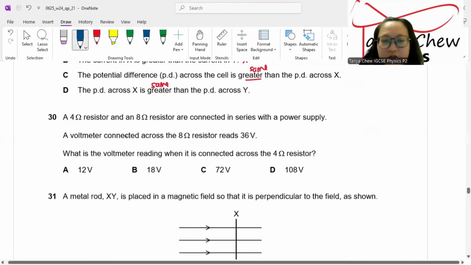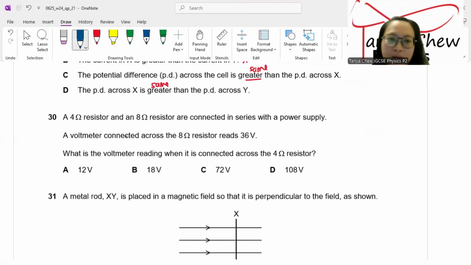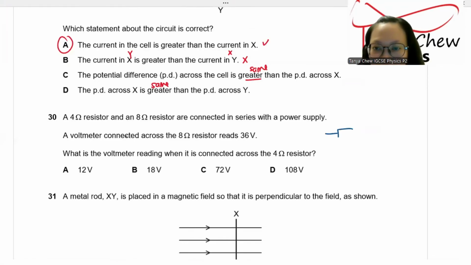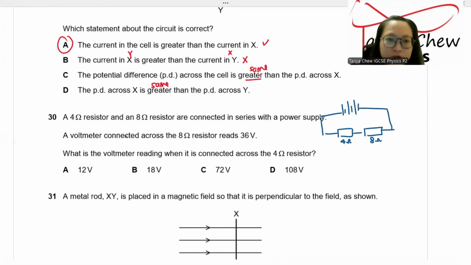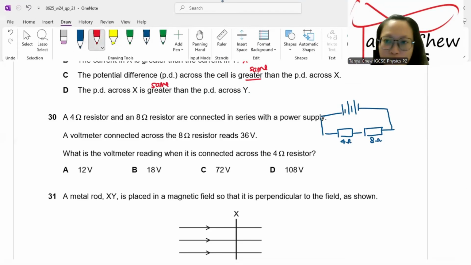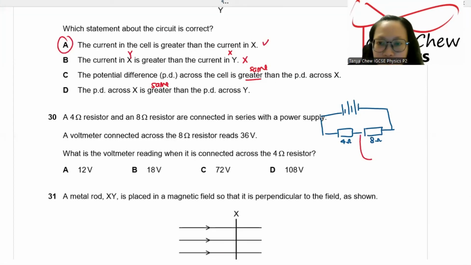Now, question number 30. A 4 ohm resistor and an 8 ohm resistor are connected in series with a power supply. Now, let me draw it out. This is 4 ohm and this is 8 ohm. They are connected in series with a power supply. Doesn't matter. A voltmeter is connected across the 8 ohm. And this voltmeter reads 36 volt. What is the voltmeter reading when it is connected across 4 ohm?